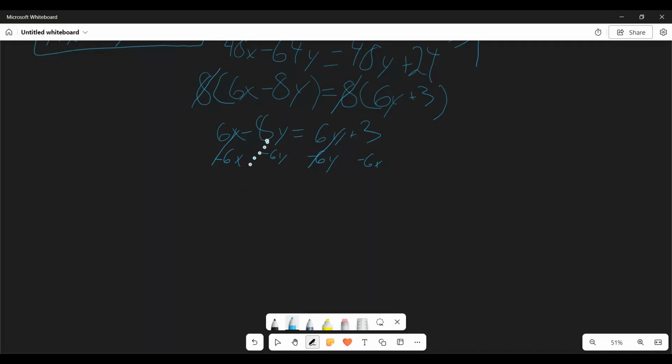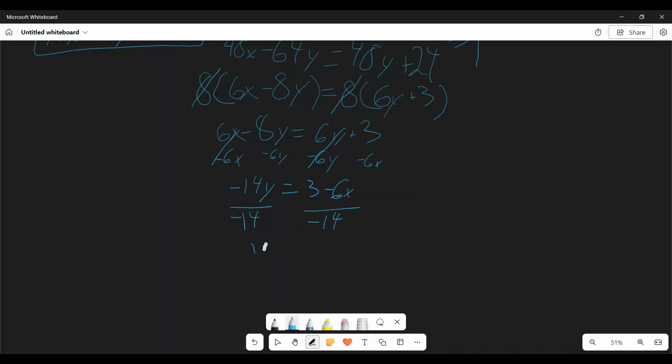Then we are left with minus 8 minus 6. That becomes minus 14y. And that is going to be equal to 3 minus 6x, right? So 3 minus 6x, okay. Now let's divide by minus 14 on this side, and divide by minus 14 on this side, right?